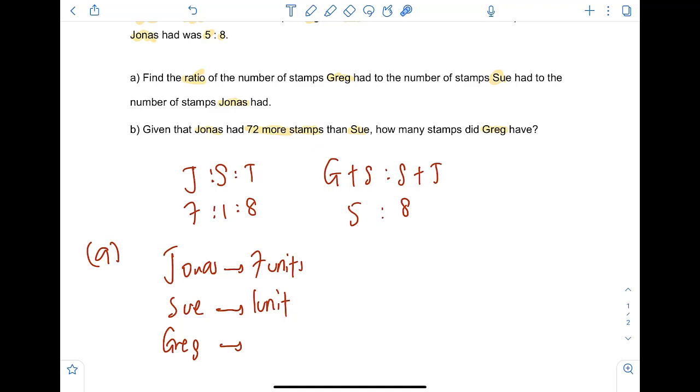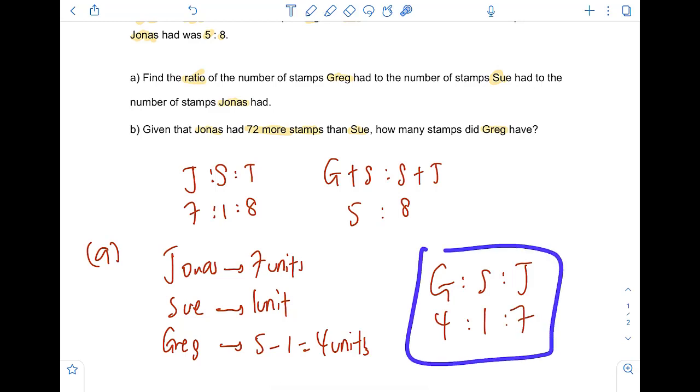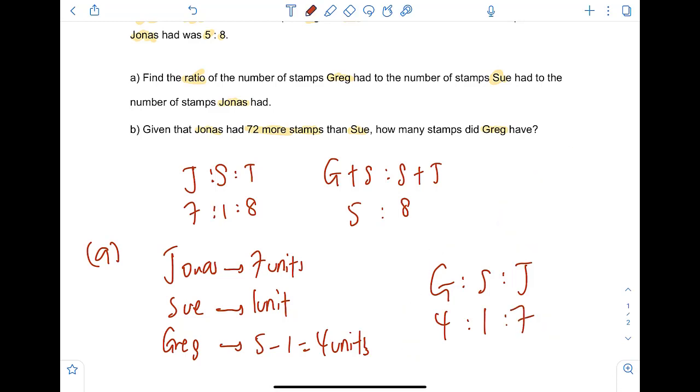Which means, now that we know that Sue is 1 unit, we can find for Greg. Greg will be 5 minus 1, that will be 4 units. Okay, so Greg is to Sue is to Jonas will be 4 is to 1 is to 7. This is the answer for part A here. Ta-dang. Okay, now for part B.